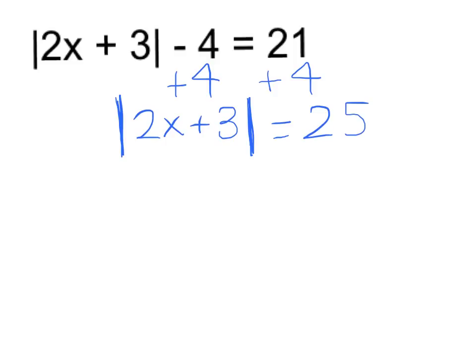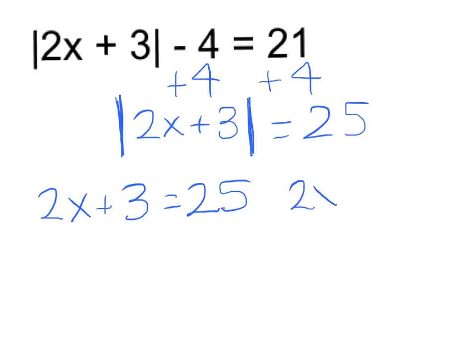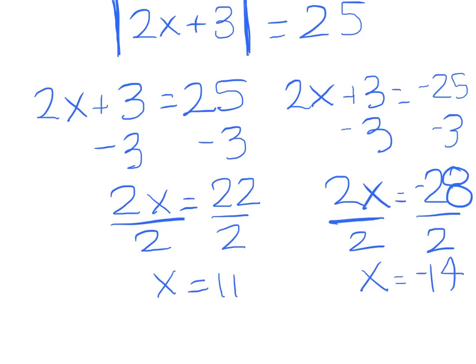Now I'm ready to write my two equations. 2x plus 3 equals 25, and 2x plus 3 equals negative 25. Go ahead and pause the instructional video as you solve both equations. From here you can see the two solutions that I got are x equals 11 and x equals negative 14. If you didn't get those solutions, pause the video, look through my work, and see where our work differs.